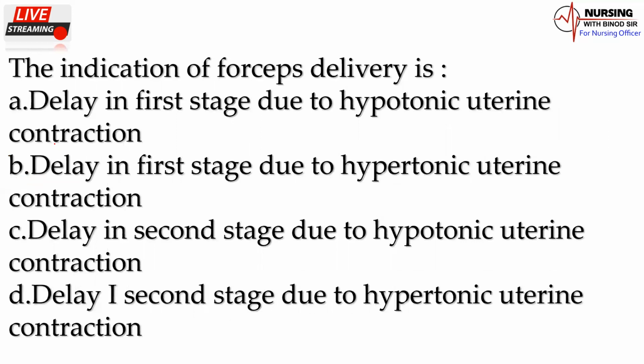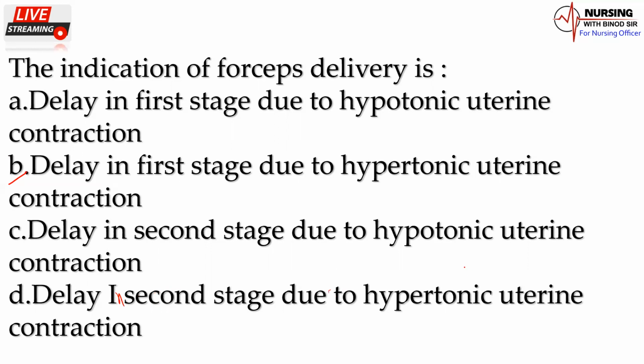The indication of forceps delivery is A option, delay in the first stage due to hypotonic uterine contraction. B option, delay in first stage due to hypertonic uterine contraction. C option, delay in second stage due to hypotonic uterine contraction. D option, delay in second stage due to hypertonic uterine contraction.